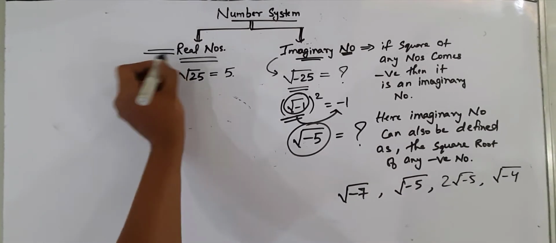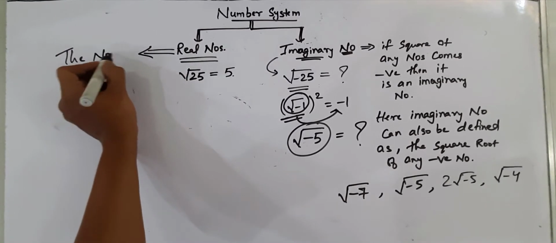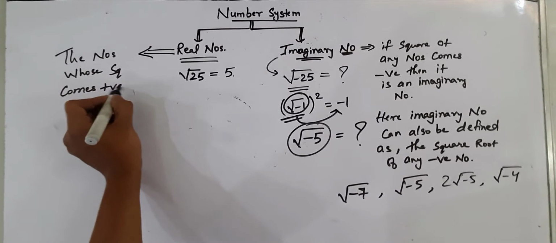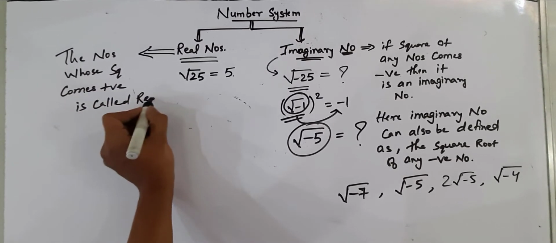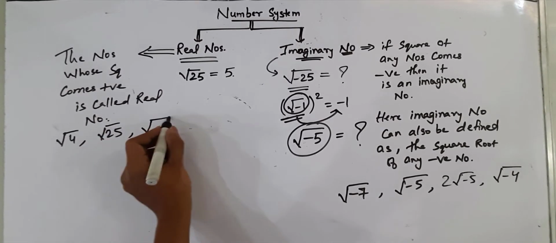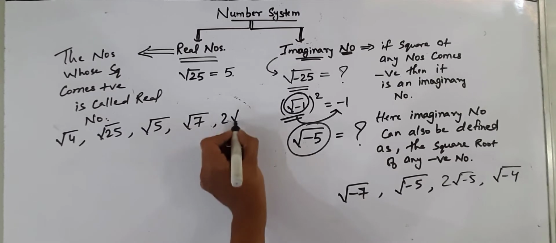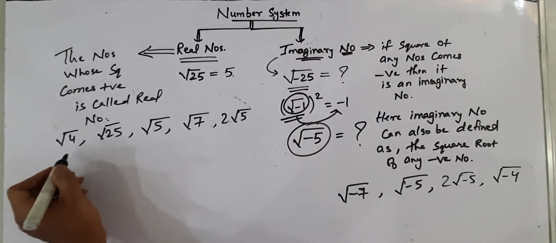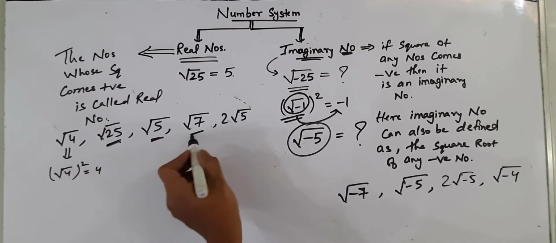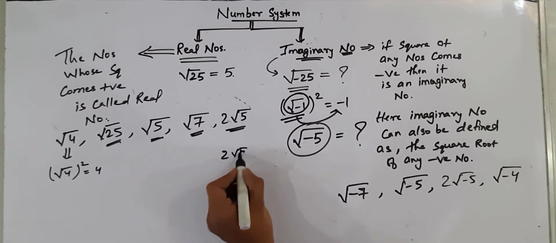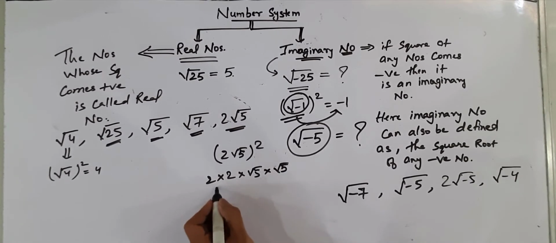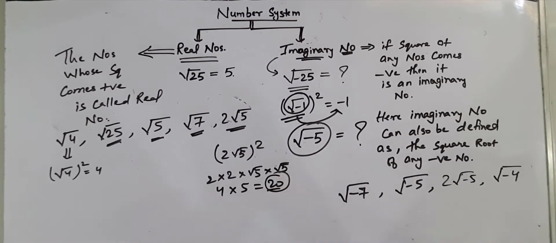Now if we talk about real number, what is real number? The numbers whose square comes positive are called real numbers. Like under root 4, under root 25, under root 5, under root 7, 2 root 5. These all are real numbers because when we do the square of it, we get 4, here we get 25, here we get 5, here we get 7. Similarly here we get 2 root 5. If we do the square of it, then 2 multiplied by 2 multiplied by root 5 multiplied by root 5, so it is 4 multiplied by 5, which gives 20. So 20 is a positive number.